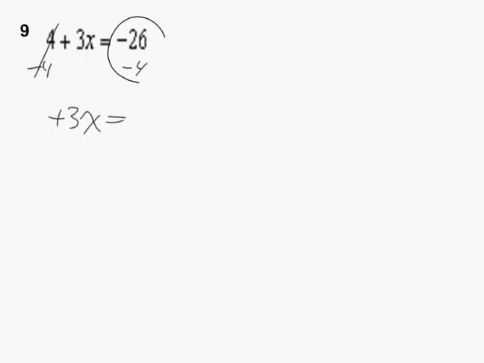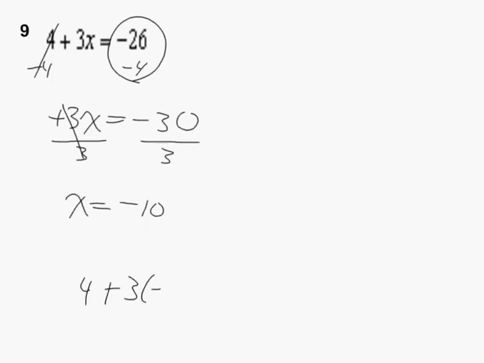And the sum of 26 negatives and 4 more negatives is 30 total negatives. Divide both sides by 3, and x will equal negative 10. If I substitute it in, this will be 4 plus negative 30, which will be negative 26, which is what my value was up here.